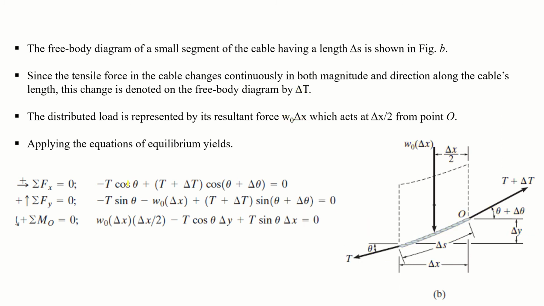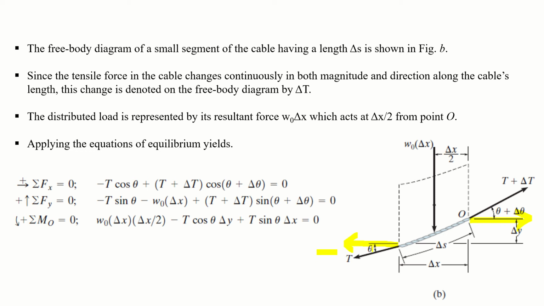Okay, so summation of Fx is equal to 0. How many forces are in the x direction? For example, this is one force, this is the second force, right? So there are two forces acting in the x direction, the first is minus T. Why is it minus? Because it is in the leftward direction. So minus T into its angle, cos theta, right?